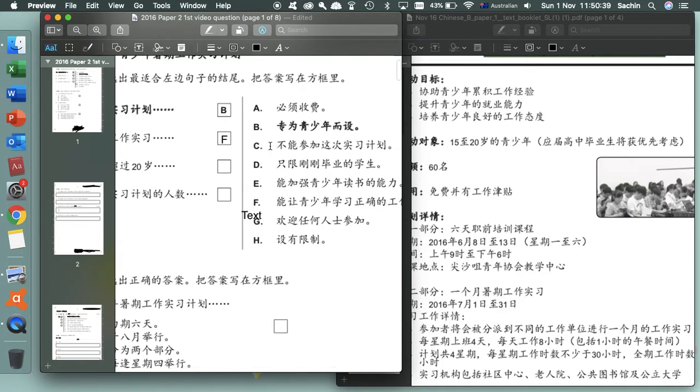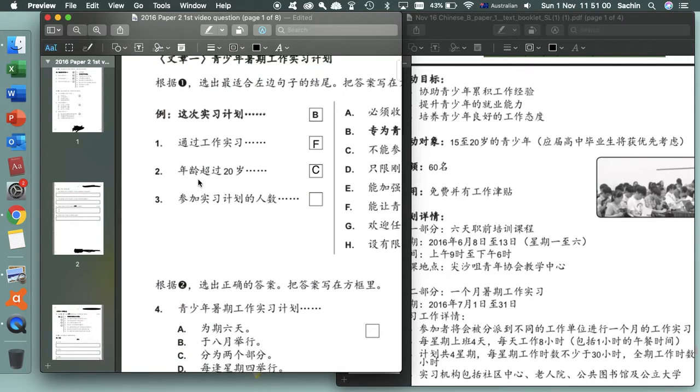And C, well, that says 不能参加这次实习计划, so cannot participate in this experience, so C is going to be the correct answer. C, no, C, there we go.